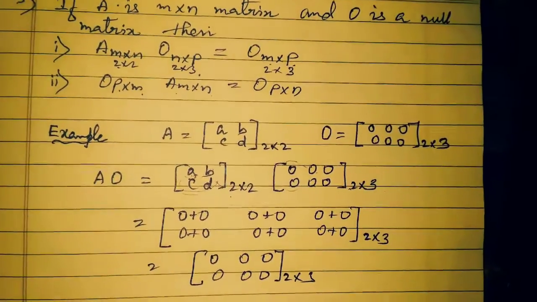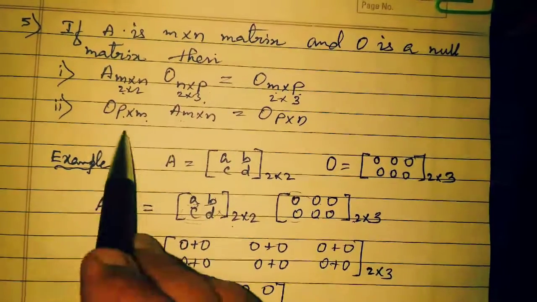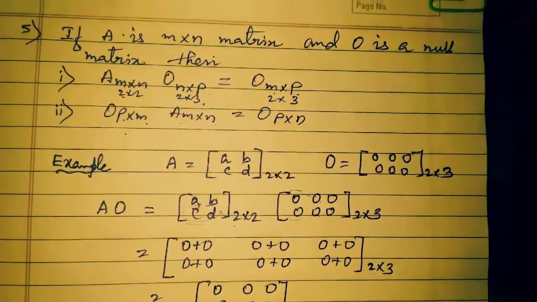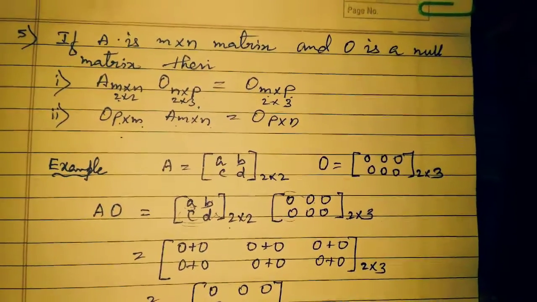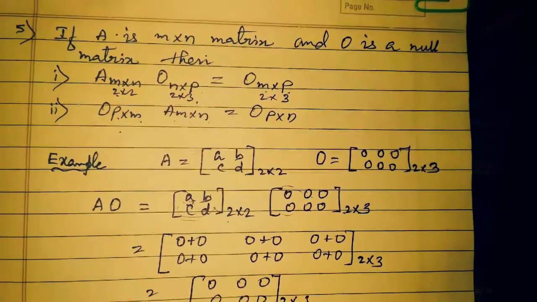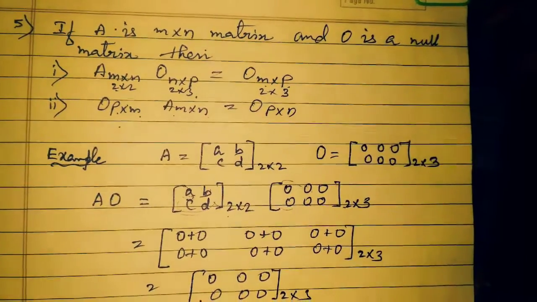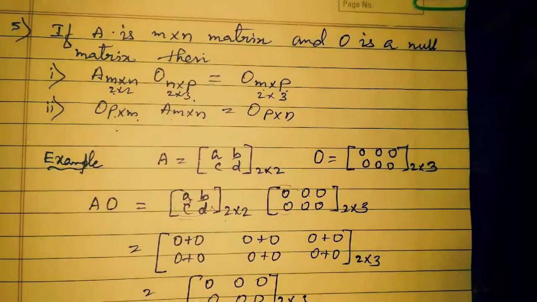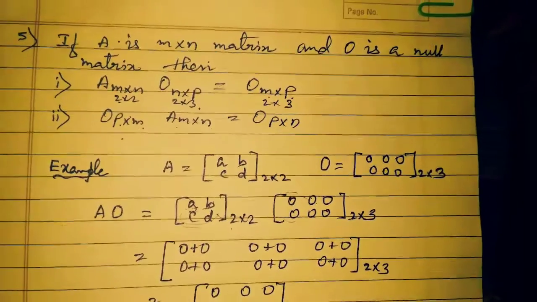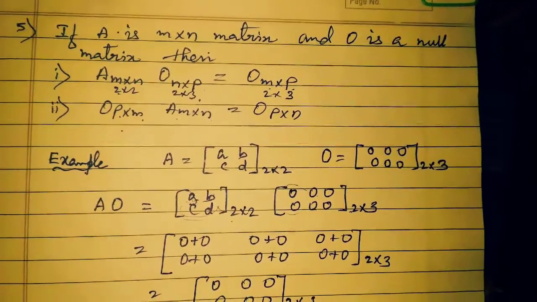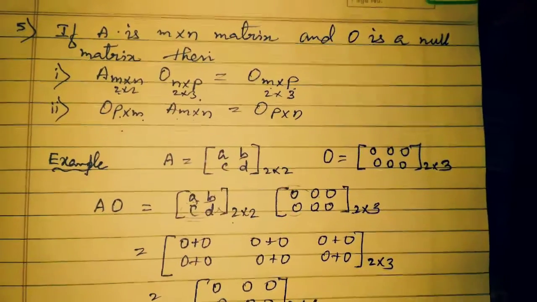Similarly, we can prove the second part also like this. That means if you multiply any null matrix with a given matrix, and the product exists, then the resultant will also be a null matrix. So this is the last property of multiplication. Clear, students?